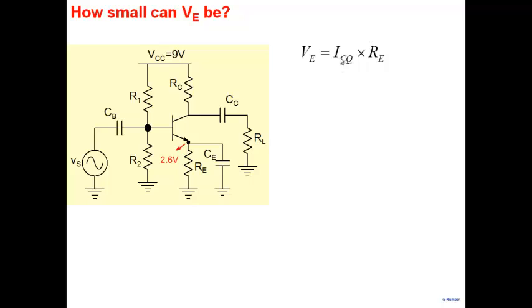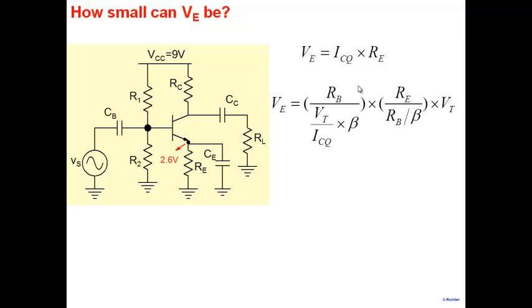VE is ICQ times RE. That's the DC drop. Now, note what I'm writing here. I've written VE as RB by beta, times VT by ICQ, times beta RE by RB, times VT. I've added some factors, divided by some factors, and multiplied by the same factor. You can see that they all cancel each other. RB by beta cancel each other. VT cancels. So it's nothing but the same VE drop. I have deliberately written it as a product of two factors here.